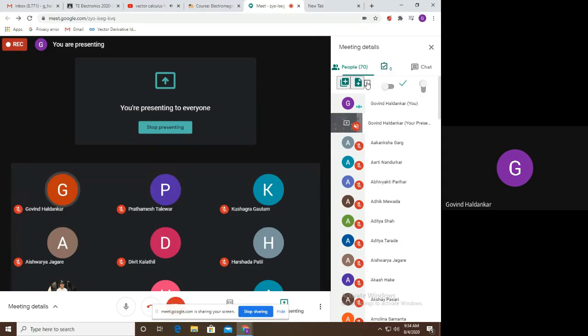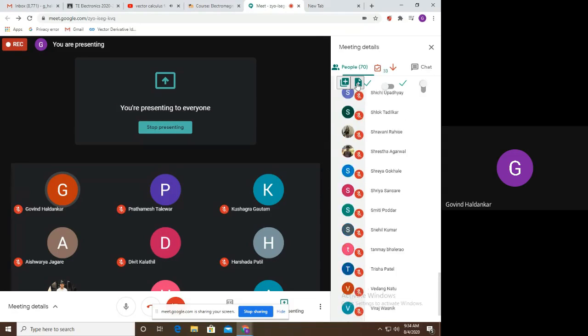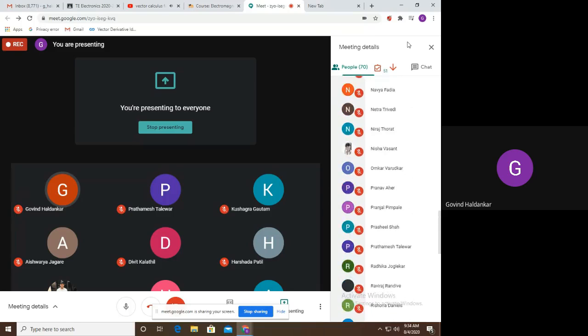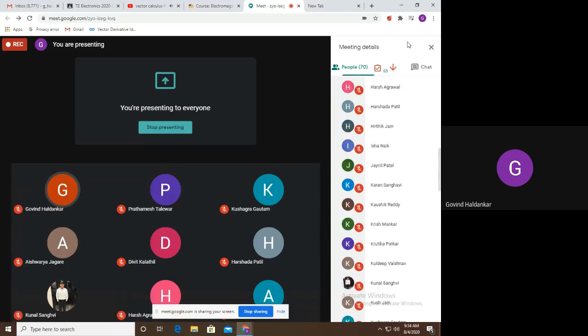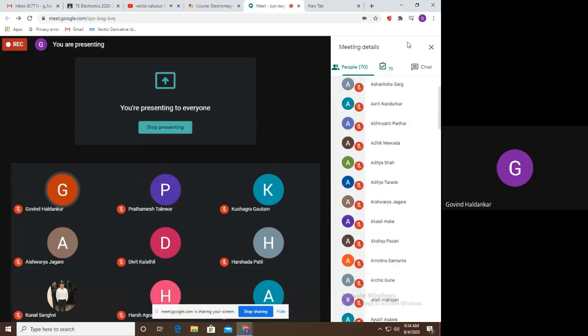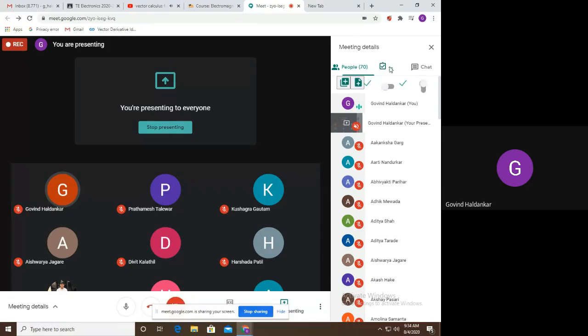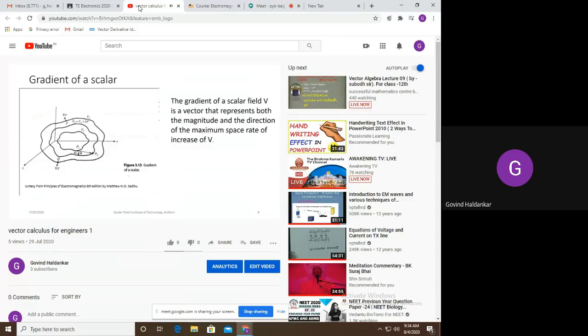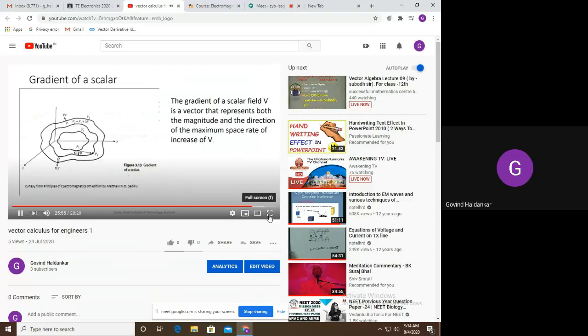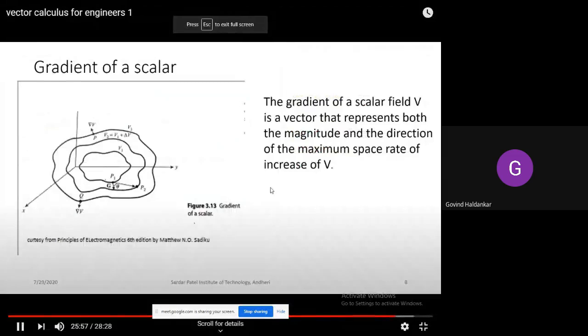Now, suppose there are 2 points P1 and P2, as shown in the diagram. If you know the distance, so if you calculate dl along P1 P2, then gradient V dot dl along P1 and P2 will give you the directional derivative along P1 and P2.